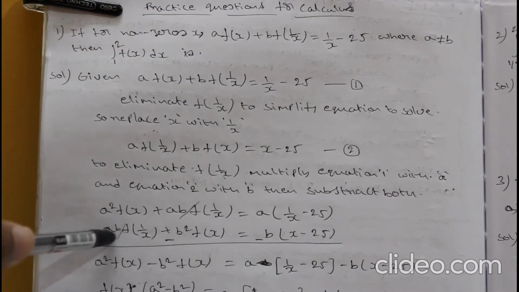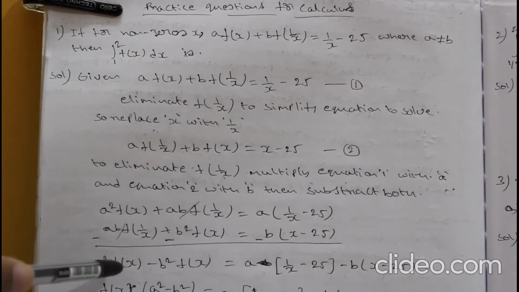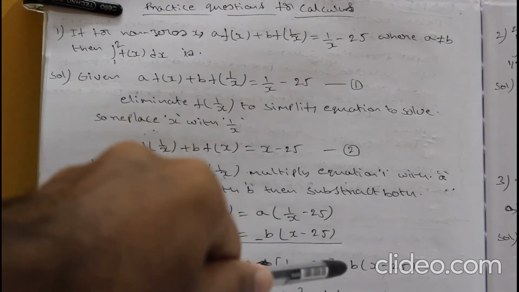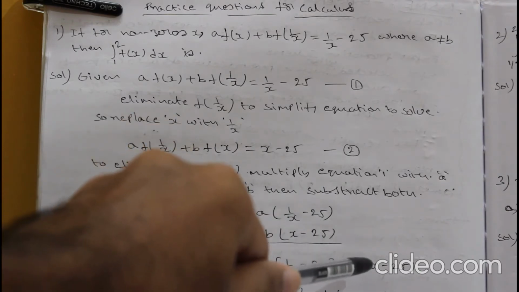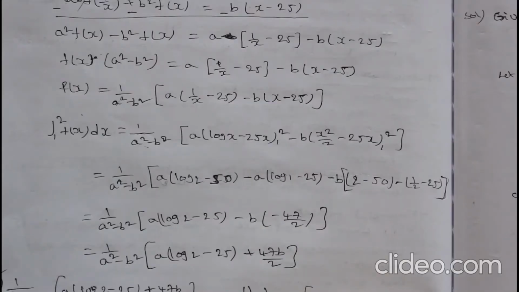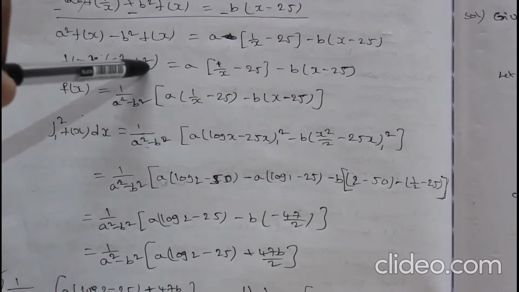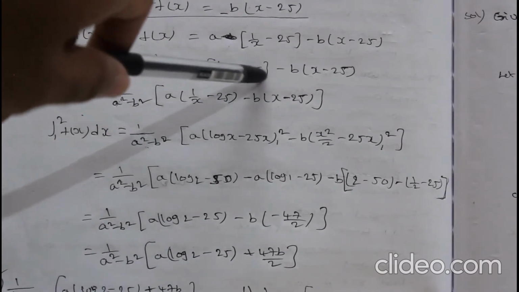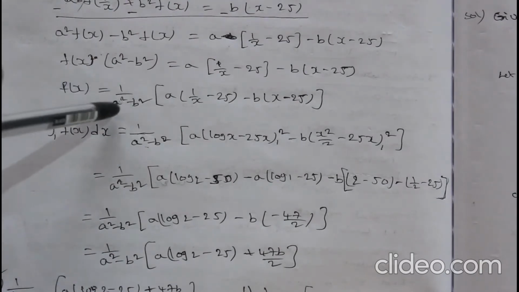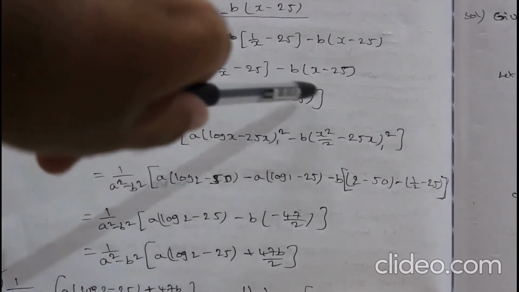While subtracting, these terms get cancelled, so a square f of x minus b square f of x is equal to a into 1 by x minus 25 minus b into x minus 25. Now look at f of x into a square minus b square is equal to a into 1 by x minus 25 minus b into x minus 25. So f of x is equal to 1 by a square minus b square into a into 1 by x minus 25 minus b into x minus 25.